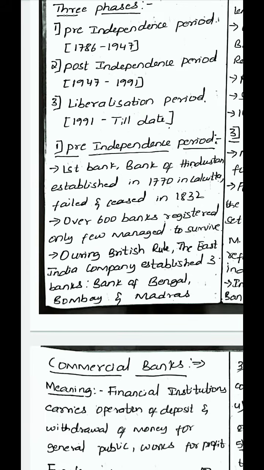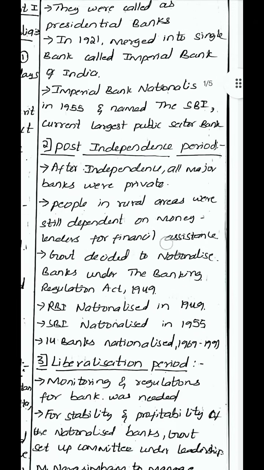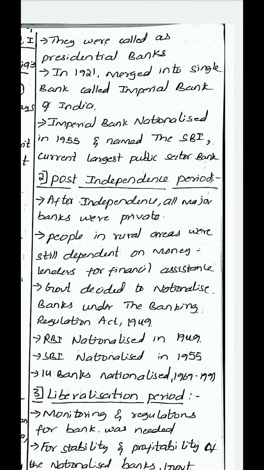In this, the first bank, the Bank of Hindustan, was established in the year 1770 in Calcutta. And it failed and ceased in 1832. It stopped working in 1832. During that period, over 600 banks were registered and only a few managed to survive. During British rule, the East India Company established three banks called the Bank of Bengal, Bank of Bombay and Bank of Madras. They were called presidential banks.